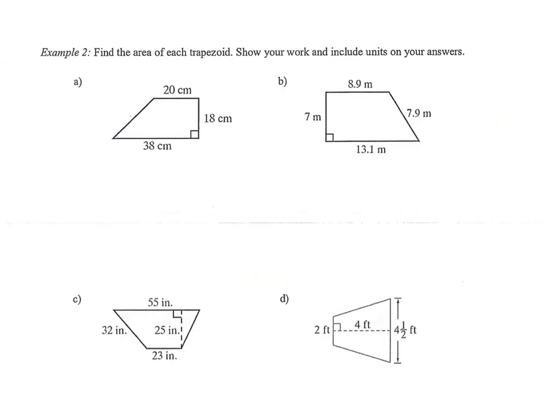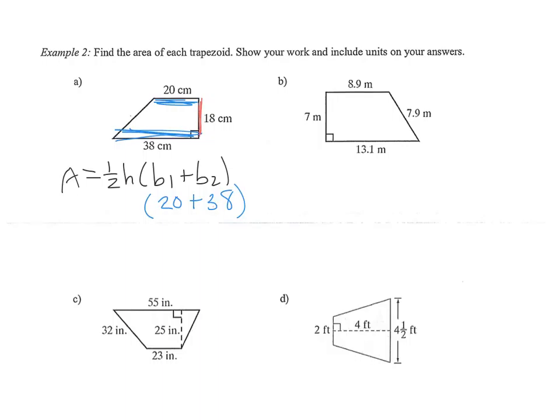Find the area of each trapezoid. So these are trapezoids, so we're going to use a formula. 1/2 the height times base 1 plus base 2. So the height is what connects the bases. So first, my bases are my 2 segments that are parallel. So I'm going to write that in. So 20 plus 38. My height connects the two, so that's 18. So now I calculate 1/2 times 18 times 58. So I get 522 centimeters squared.